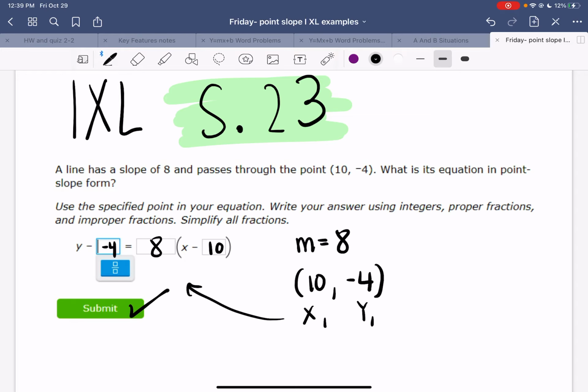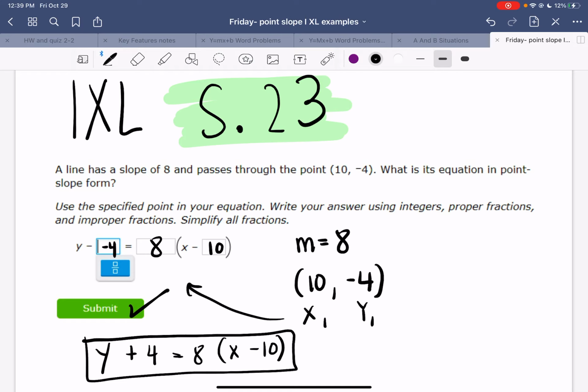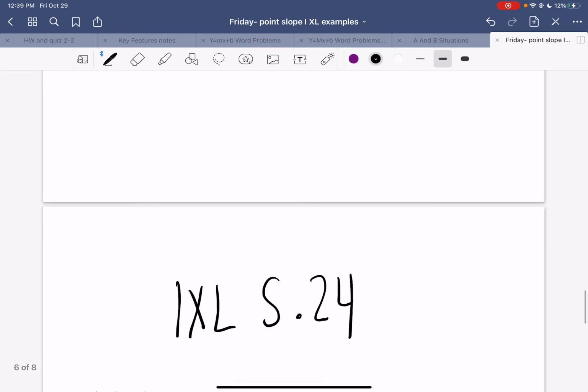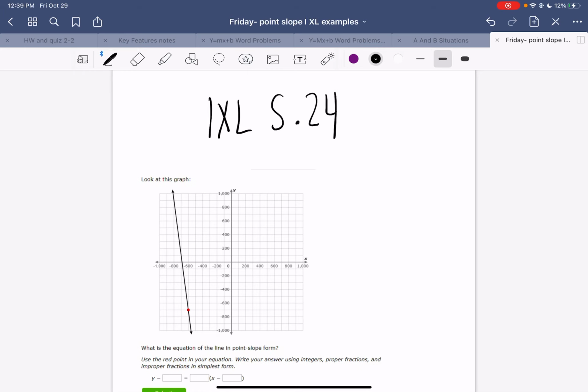And then recognizing that if the whole box is there, if the subtraction sign is in there, we're going to just write a negative 4. Whereas if you're having to simplify, you could also write y plus 4 equals 8, parentheses, x minus 10. But that's only if you're given a whole box to type in. But if they have the individual boxes, like these, you'll make sure to include the signs accordingly. So that's IXL S.23.